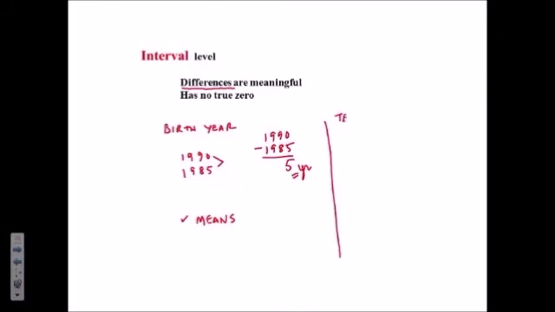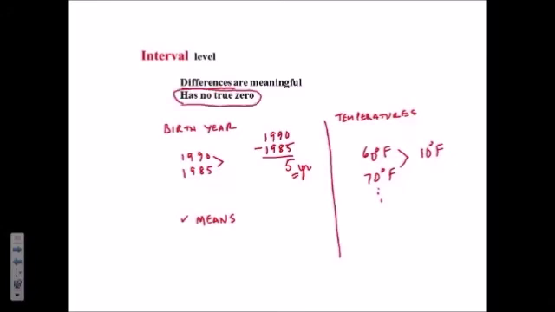Now, temperatures. So today's temperature is 60 degrees Fahrenheit, and yesterday was 70 degrees Fahrenheit, and so on. Can we put these in order? Yes. So these are interval level data, and are differences meaningful? Well, if we subtract these two, we get 10 degrees. Well, a 70 degree Fahrenheit day is 10 degrees hotter than a 60-degree day.